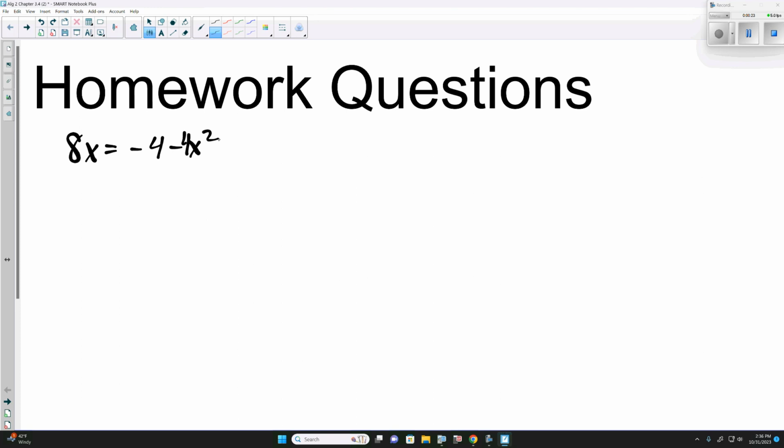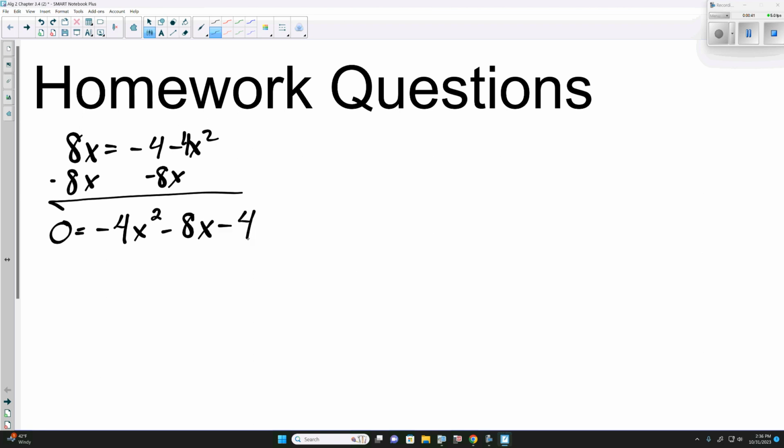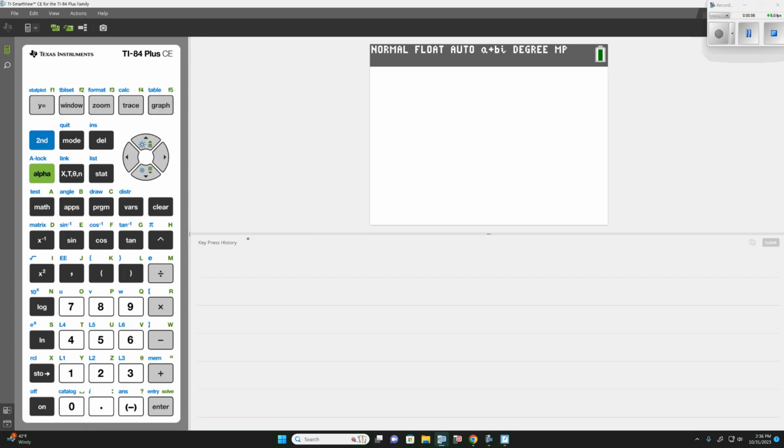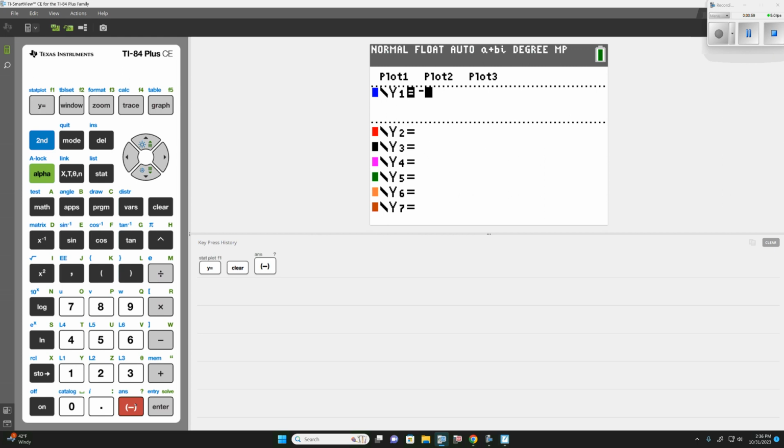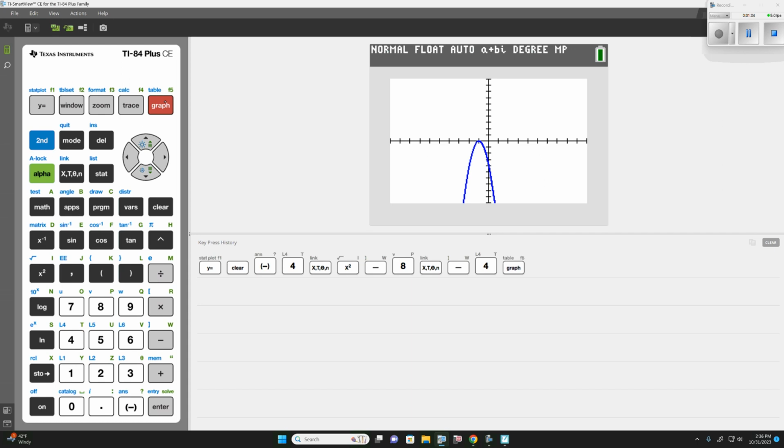Well, since we're solving by graphing, we need to get it equal to 0. We have 2 things on one side already, so we can just move the 8x over by subtracting, which would give us 0 equals negative 4x squared minus 8x minus 4. So we moved the 8x over by subtracting it from both sides, and then I reordered it into standard form. Standard form's x squared, x, constant term. So then we do y equals negative 4x squared minus 8x minus 4.